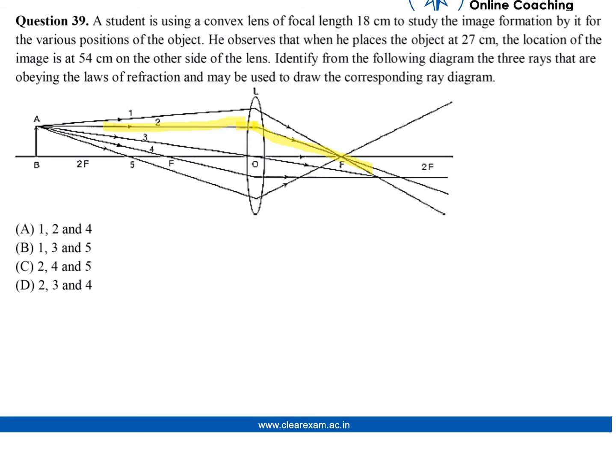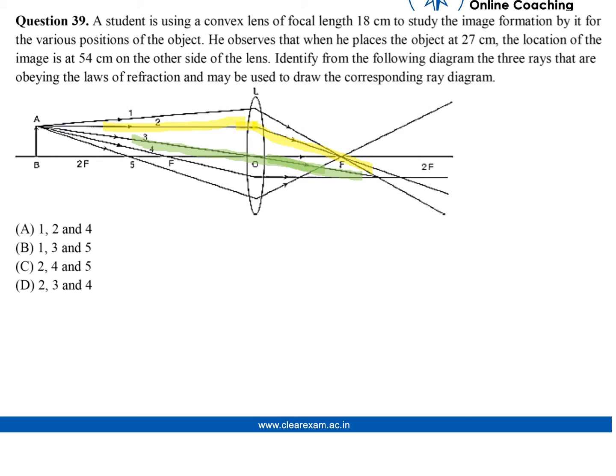Then we can observe ray 3, this one. It is passing through the optical center of the convex lens and is not facing any deviation after passing through that point. It is going just straight. So it is also obeying our rule of refraction.